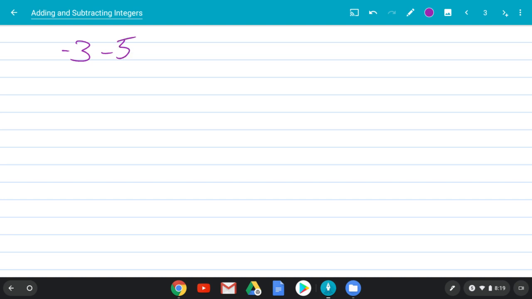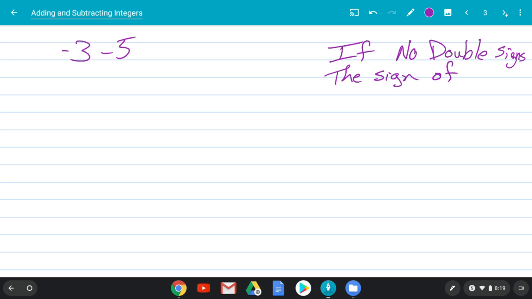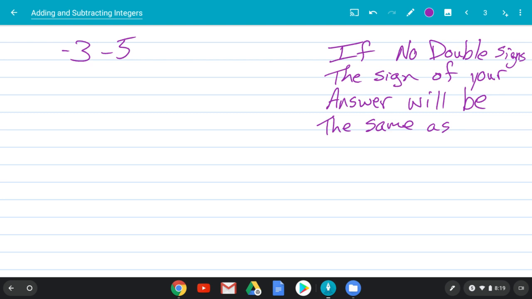Now, if no double signs, the sign of your answer will be the same as your largest, and I'm talking about absolute value, number.